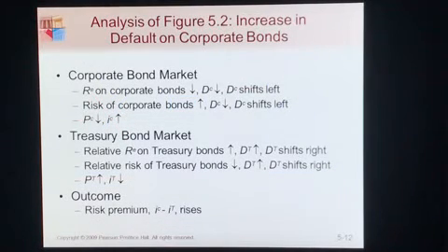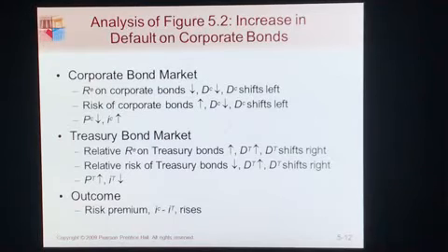Now next, these are the important shifts or shocks in the interest rates with different economic conditions. For example, for the corporate bond market, if the relative return on corporate bonds decreases, the demand will also decrease and the DC will shift to the left side. So we can say that if the price decreases, the interest rate will increase. It has a negative relationship.